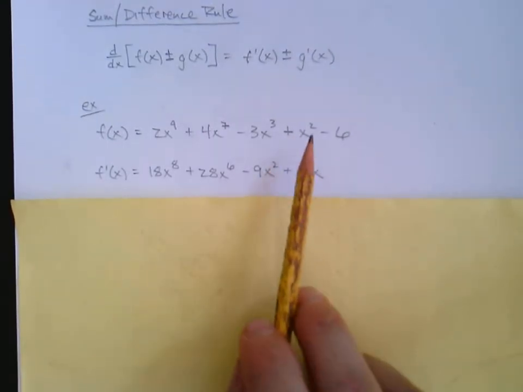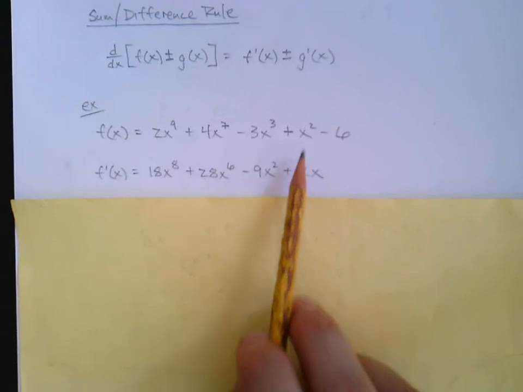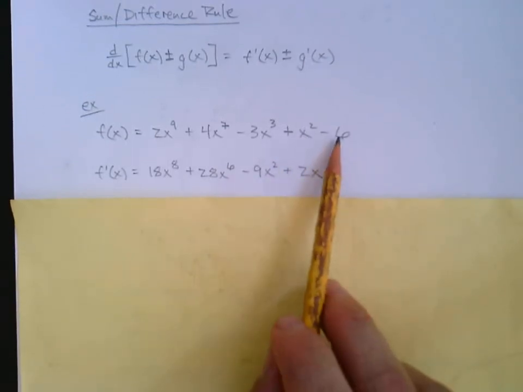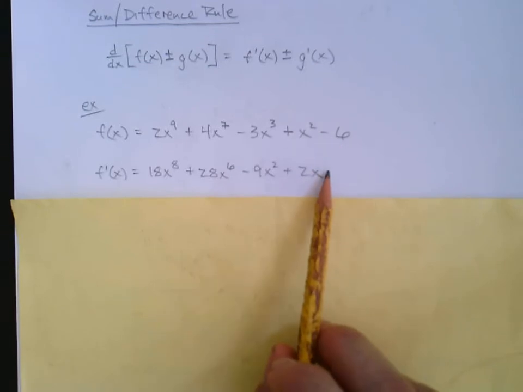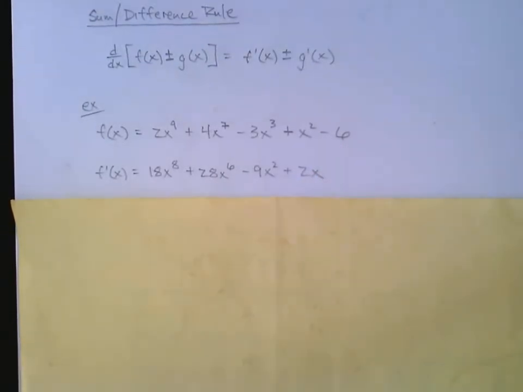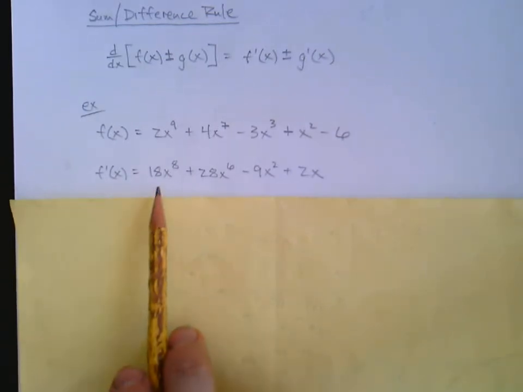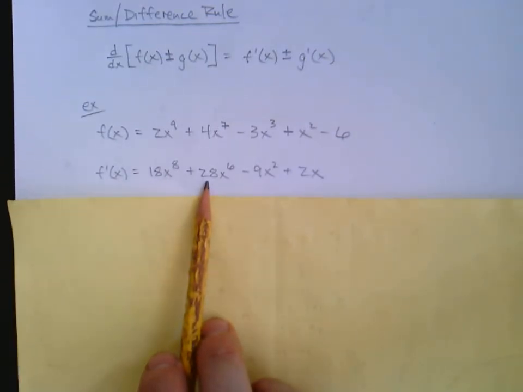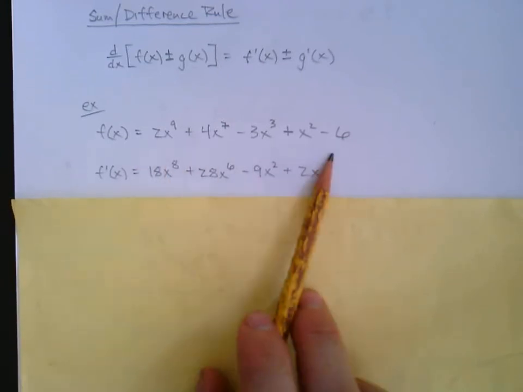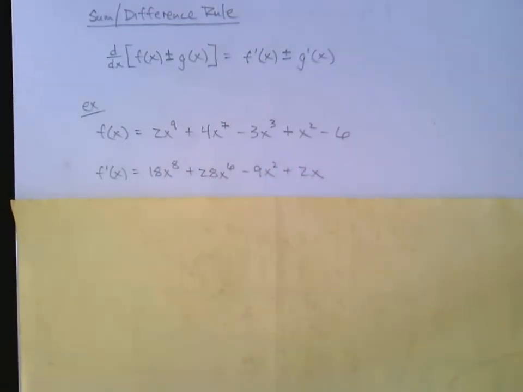Well, the derivative of x squared is 2x. And then why don't we have anything here? Well, because the derivative of 6, we'd be saying minus 0, but we're just not going to write anything there. So there is your derivative: 18x to the 8th plus 28x to the 6th minus 9x squared plus 2x. Imagine doing that with the definition of the derivative. No, thank you. We can do it in one step with these handy rules.